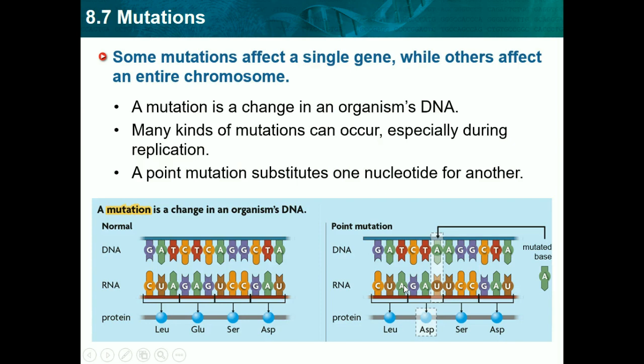So mutations in body cells do not affect offspring. If it's in your body cells, so everything but your sex cells, you won't pass it on. But if it occurs in a sex cell, it may be harmful or beneficial to offspring. Natural selection usually removes the harmful mutations, because if you already learned about natural selection, it's survival of the fittest, and if the mutation isn't good for you, you're probably going to either die off early before you can reproduce, or nobody's going to reproduce with you.